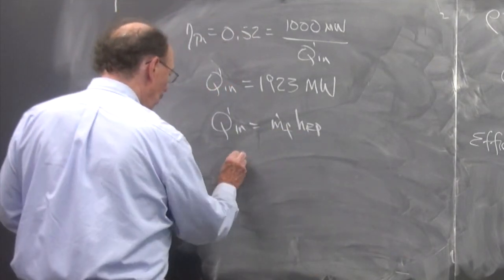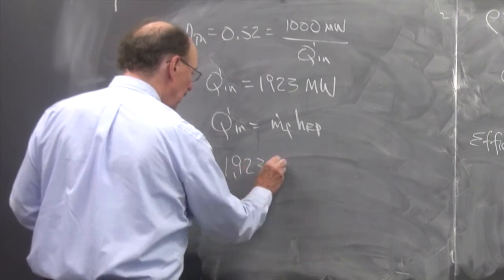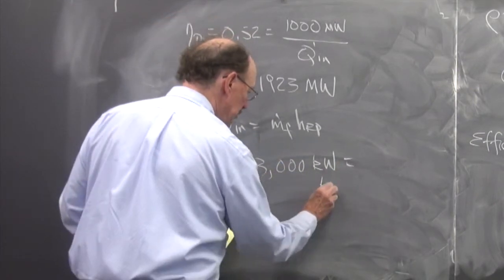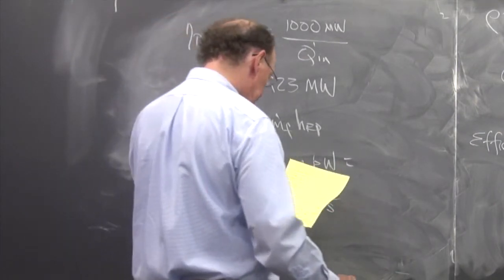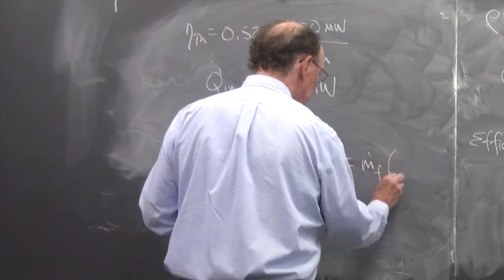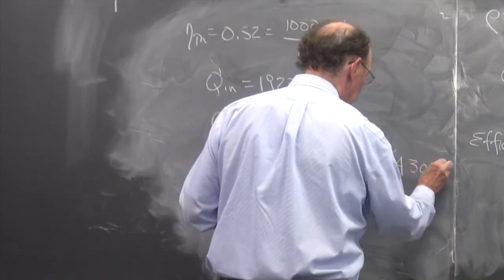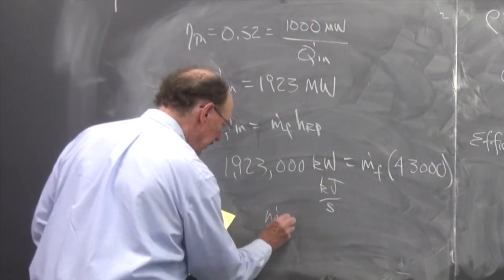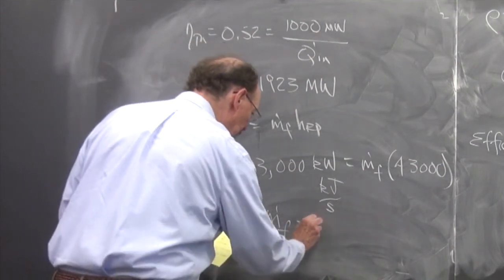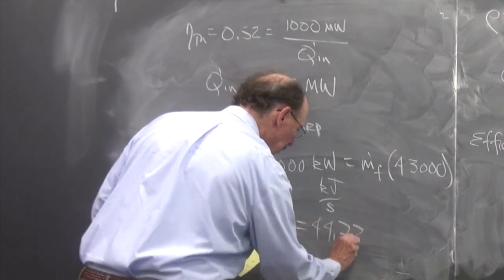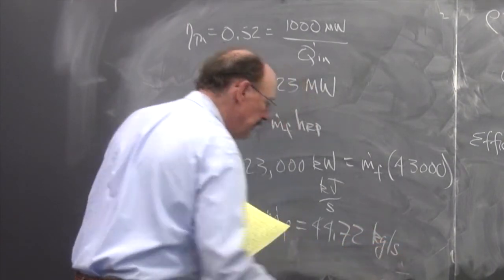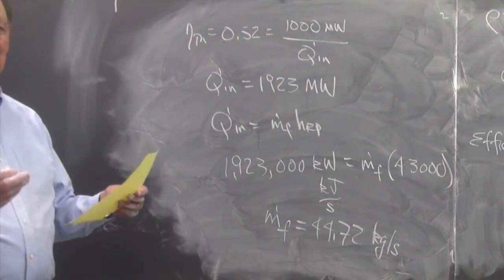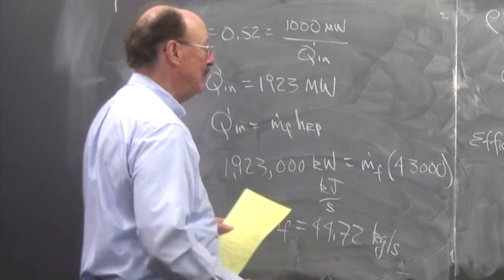So I have 1923, 3 zeros, kilowatts, and this is kilojoules per second, is equal to m dot f times 43,000. Now I can get that m dot f is equal to 44.72 kilograms per second. That's how much we need, and then obviously we have to figure out the seconds per hour, the hours per day, times 3 days, and get the total amount of fuel that we need.